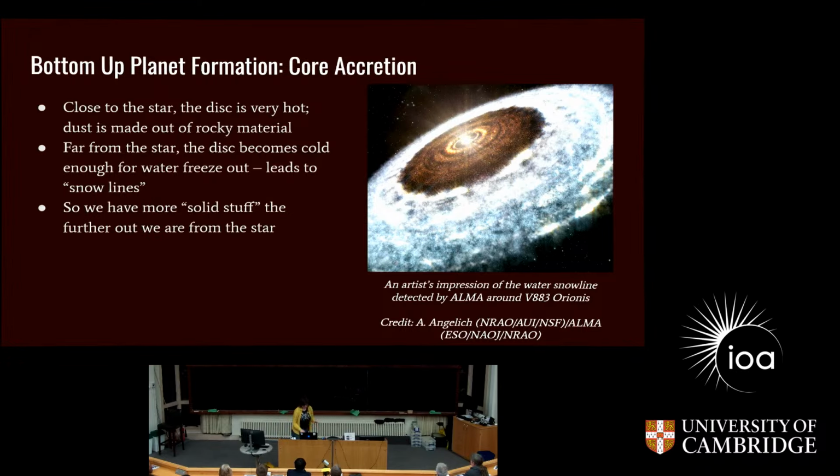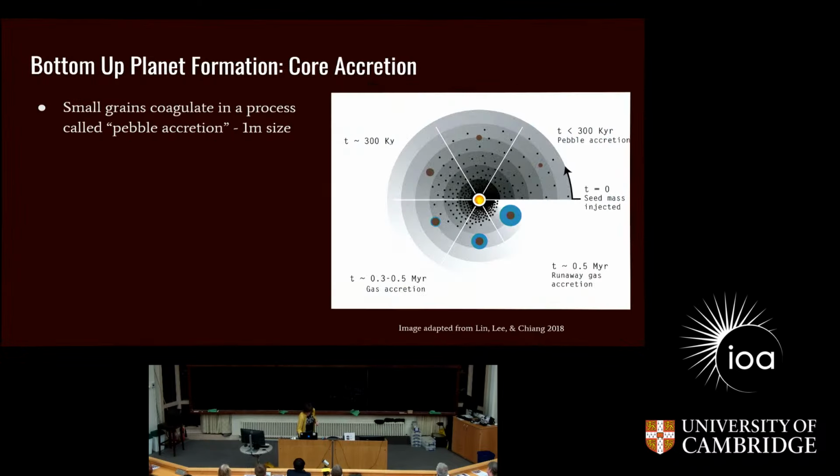Okay, so the important take-home is there's a lot more solid stuff to work with further out than interior to the snow line, even though if you look at the bulk density of the disk, the gas and the dust, you get more dense towards the star center. Okay, so bear that in mind for the next part. And that's an artist's impression, by the way. This one is not a real image, much as I would like it to be.